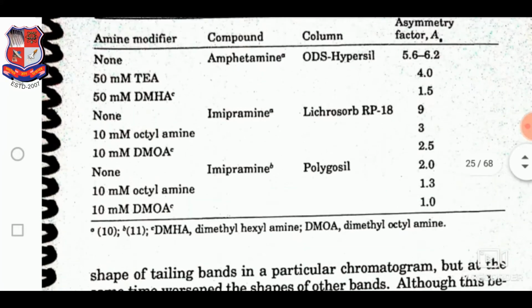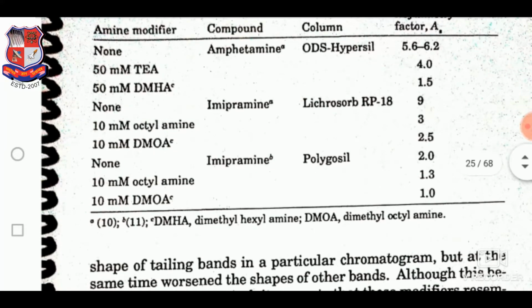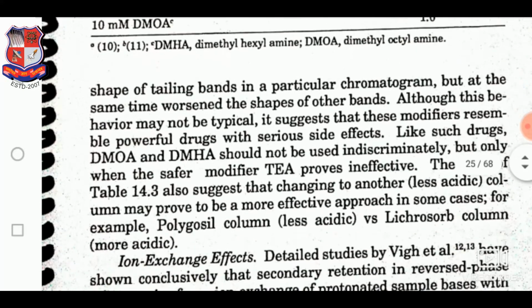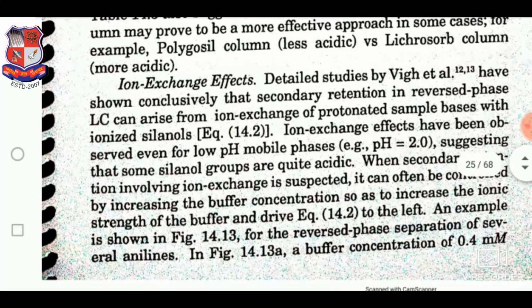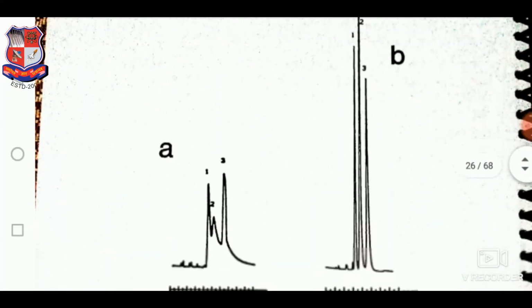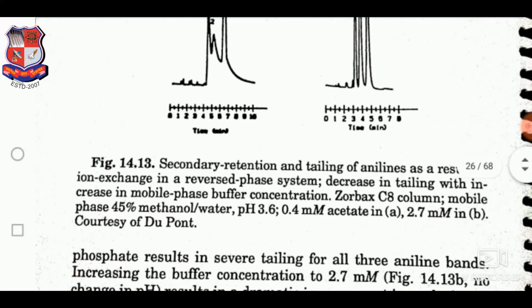Base deactivated silica is also used, and we can move further. These are the acidic and basic compounds, and the effect on them is very crucial. Reaction effect is also observed. These are the chromatograms for secondary retention.